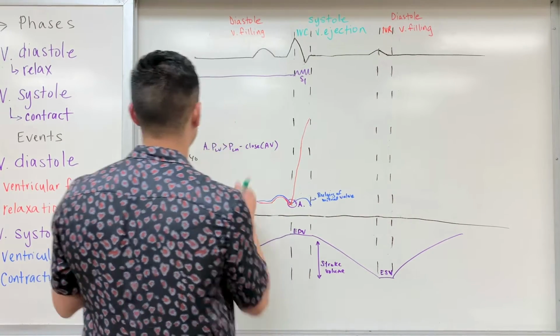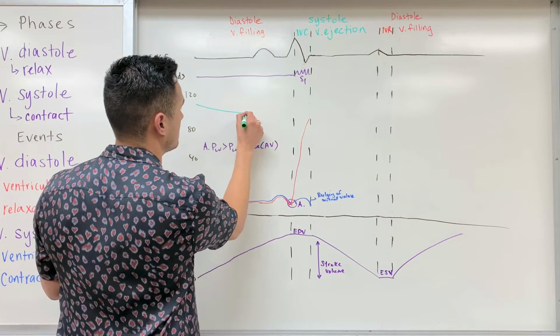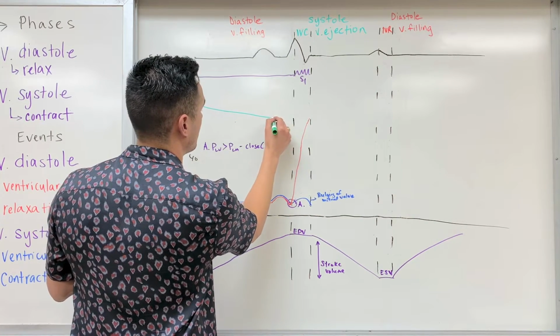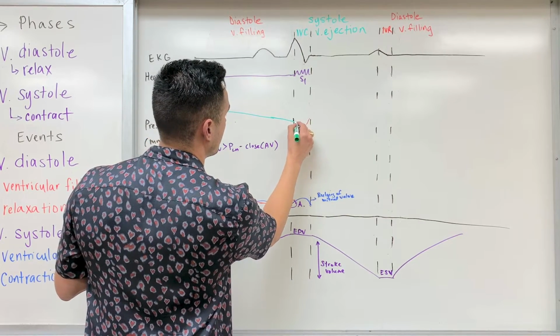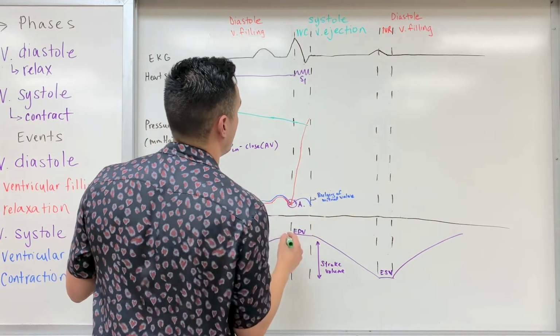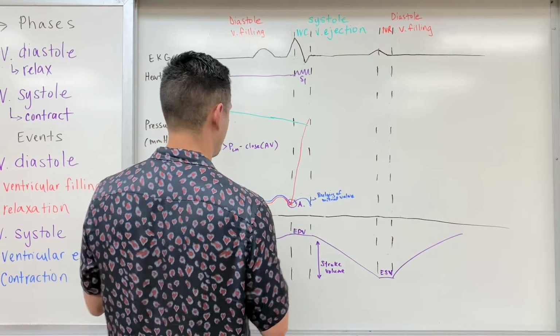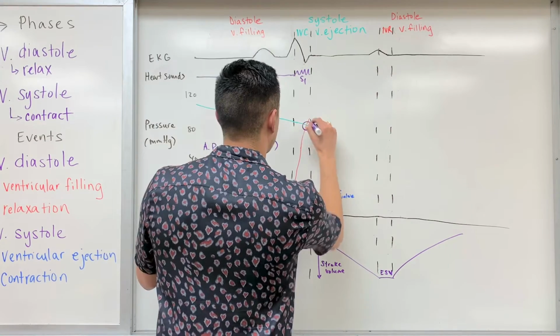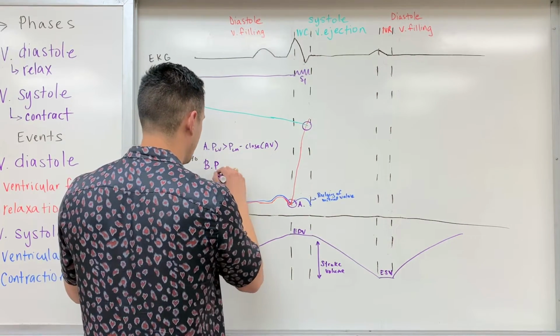And then we also need to consider what's going on with the aorta. So the aorta is over here, and during diastole, pressure is going to be on the decline within the aorta, because the ventricles are relaxed. So it's going further down, further down, further down. And then at this point here, this is another critical moment. So I'm going to do this in purple. So this is B.